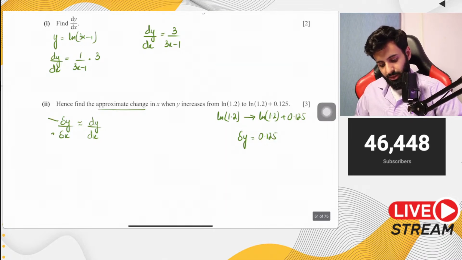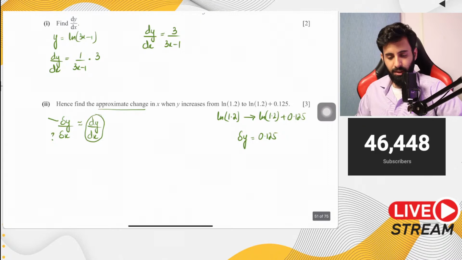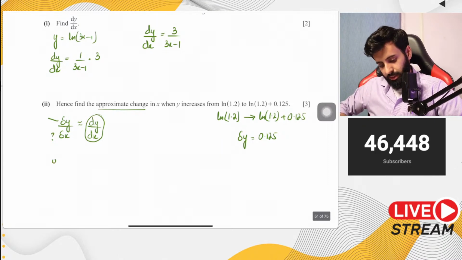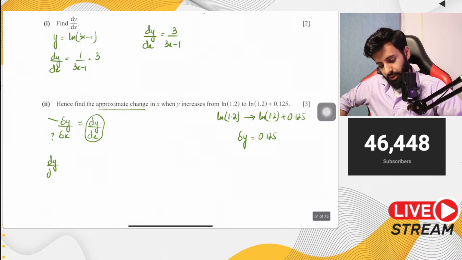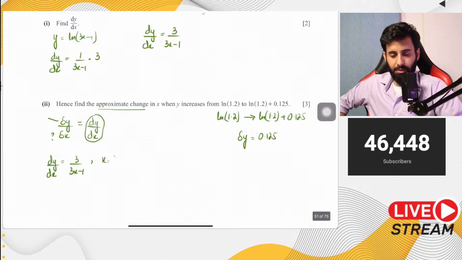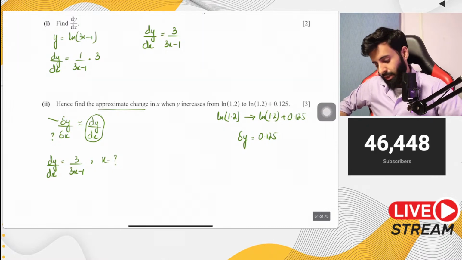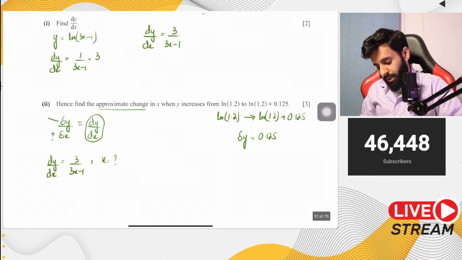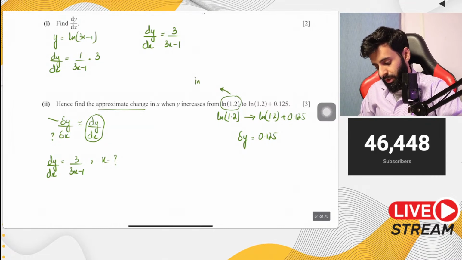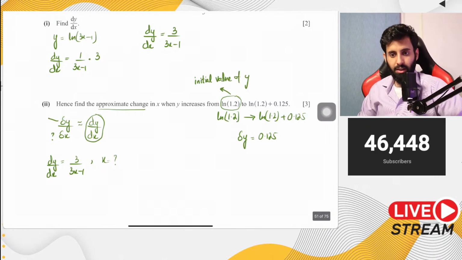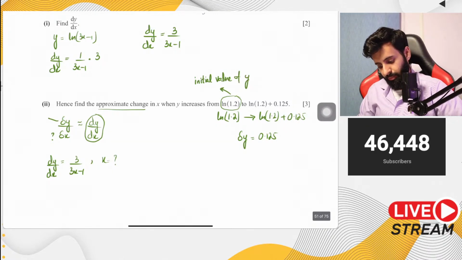So we have the small change in y. We need to find out the small change in x, and we also need to have dy/dx in order to do that. The question is nice in the sense that it has already made us find out dy/dx. It's 3 over 3x minus 1. But normally here we need to have a value of x which we can then plug in to find out the actual value of dy/dx. But we don't have that. But we've been compensated by being given the initial value of y. So remember this ln 1.2 is basically the initial value of y. This is what y is equal to. Okay, so that's what we're going to do.